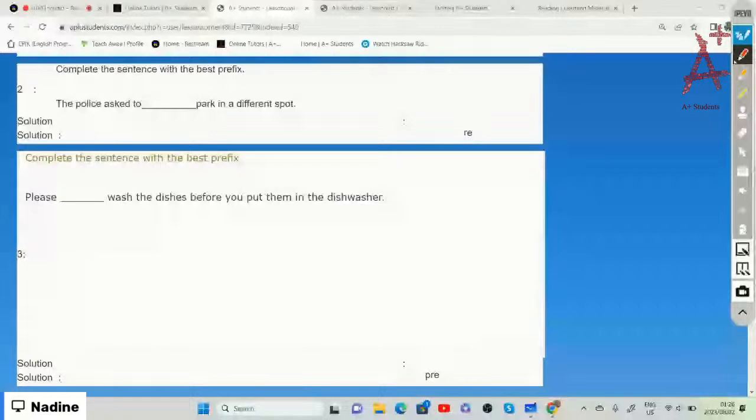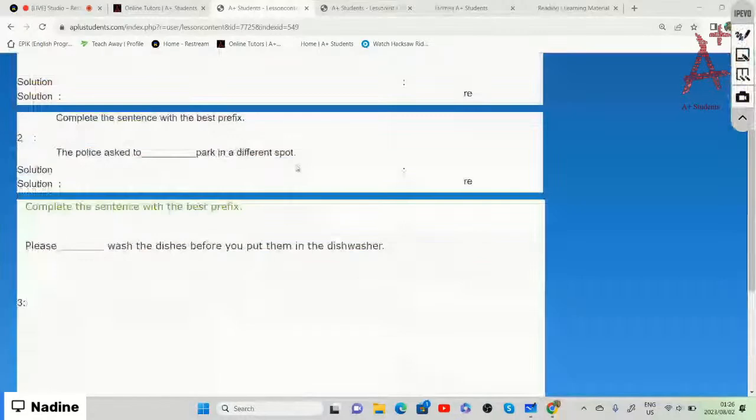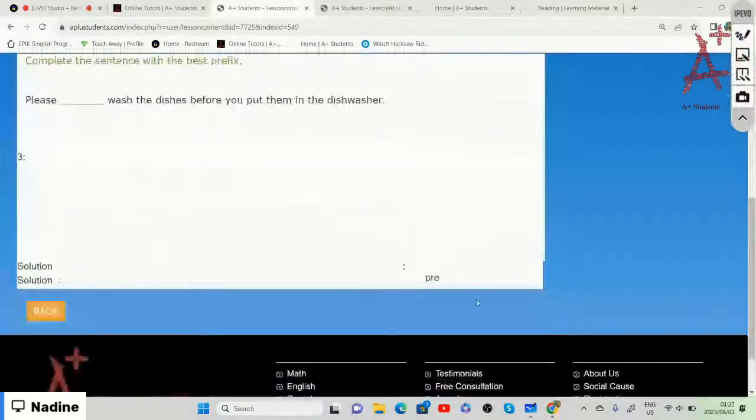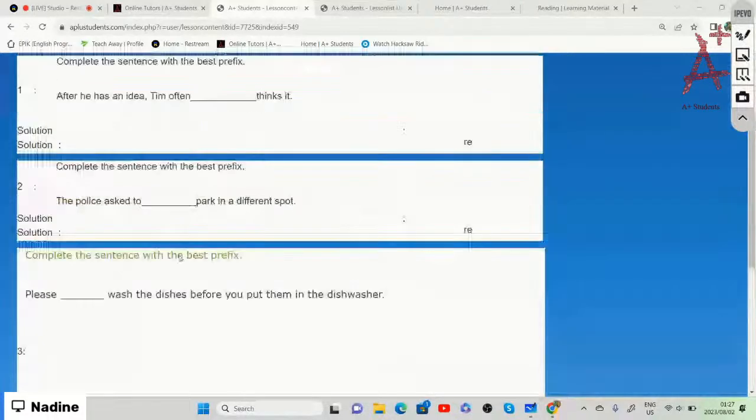All right. So this is pre, which means before, re, which means again, right? To redo something is where you are doing it again, right? To pre-wash something is to wash it before, right?